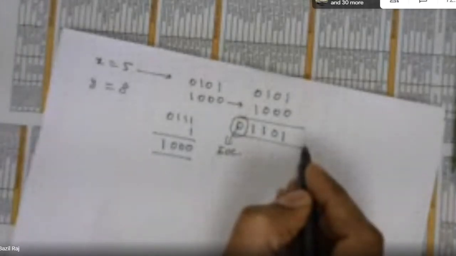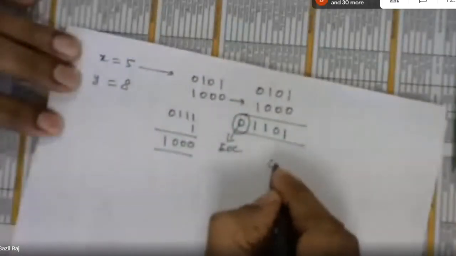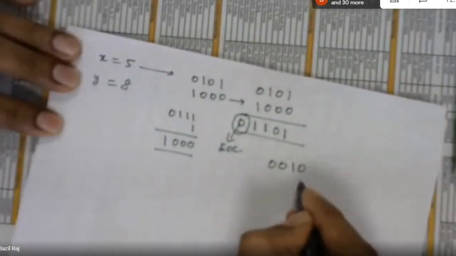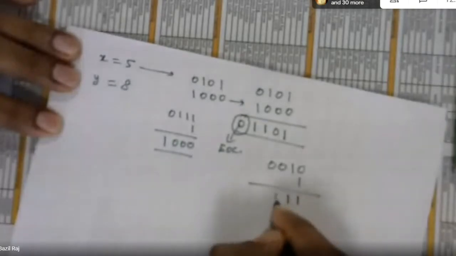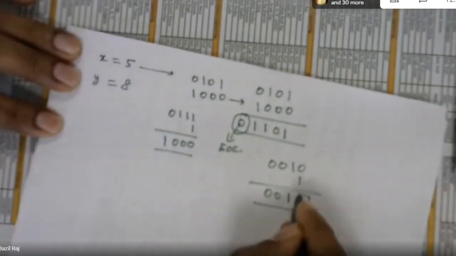If the end of carry is 0, then this is not your final result. Then we need to take the 1's complement, and then the 2's complement, to get the correct result. Take the 1's complement: 0, 0, 1, 0. Add 1 now: 1, 1, 0, 0. Right. So this is the final result.